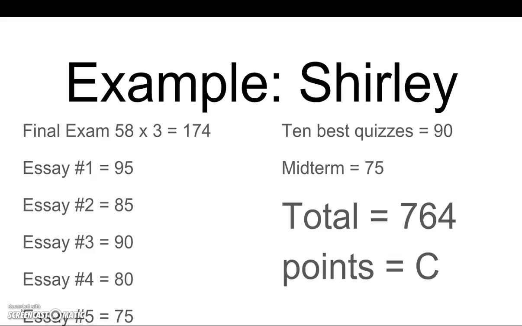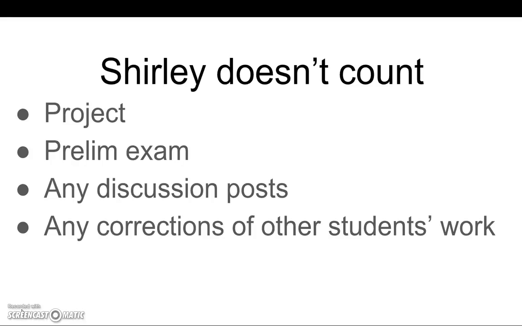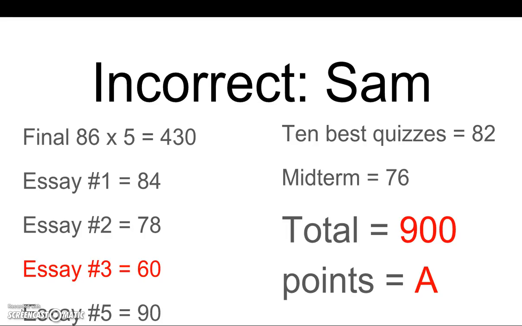She got a 90 on her 10 best quizzes. We'll count that. Got a 75 on the midterm. Well, that's still better than the final exam. Let's count that. So because we're counting all these other things, we can minimize the final exam. It doesn't have to be half of her grade. It'll only be 30% of her grade. So she gets 764 points for a C. Shirley doesn't count a project, preliminary exam, any discussion posts, or any corrections of other students' work.